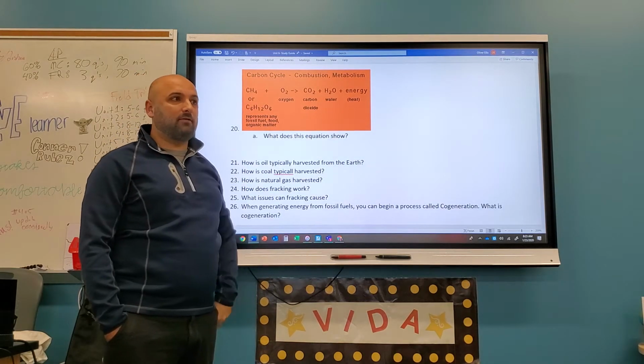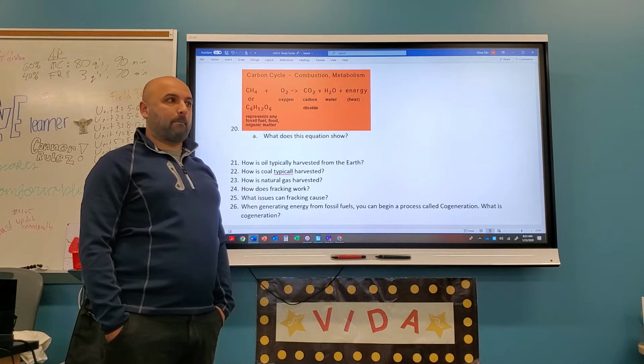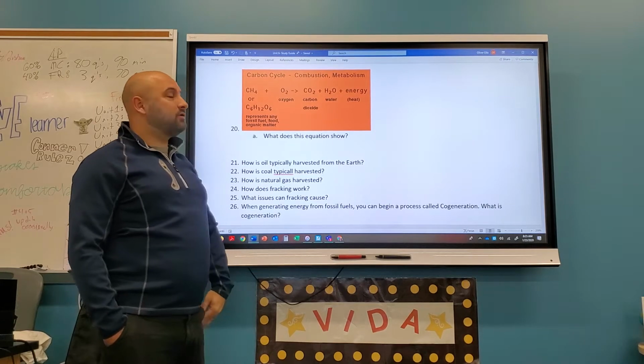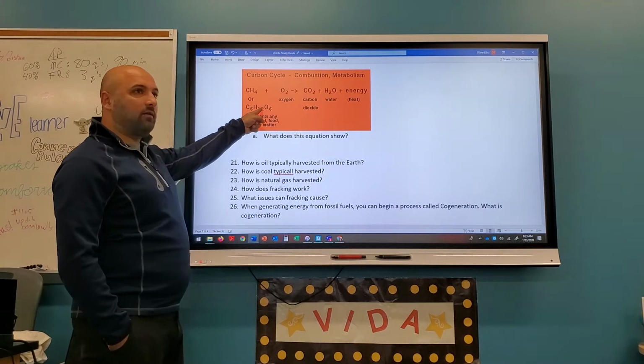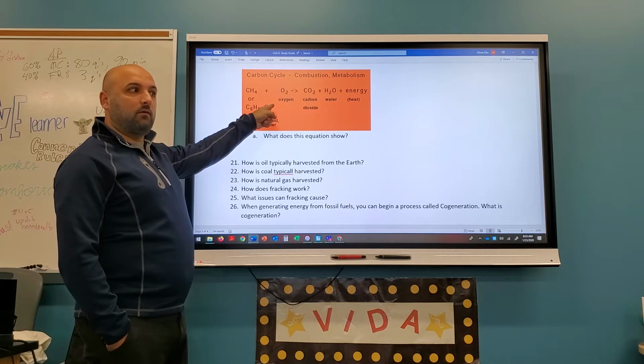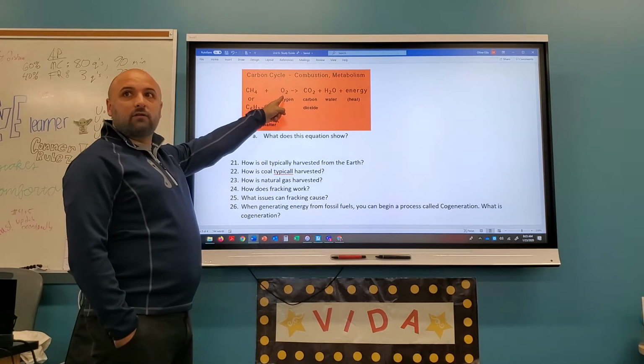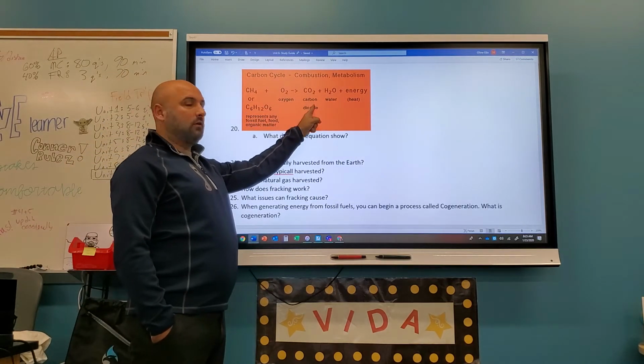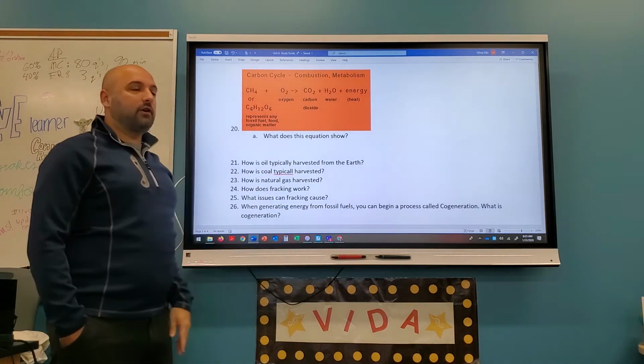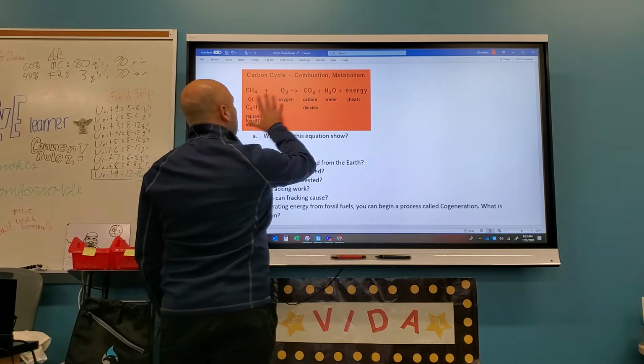What do we mean by metabolism? Respiration. C6H12O6, which we said was glucose, added to oxygen, which makes the respiration to produce carbon dioxide, water, and energy. Now, here's the thing. Combustion and metabolism are the same thing.